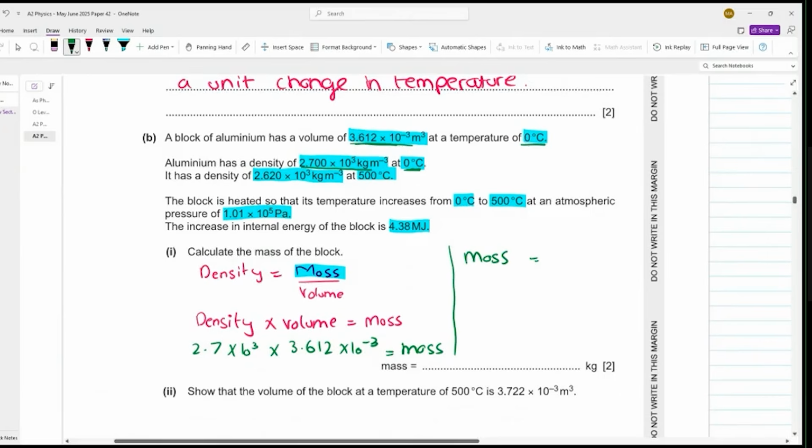Calculate the mass. Let me do that for you guys. Is this 2700 or 2.7? No, 2.7. ठीक है. 2.7, 10 raised to the power of 3 into 3.612 into 10 raised to the power of minus 3. The answer for mass comes out to be 9.8 kgs. Simple as that. If you want to write it till two significant figures. If you want to write it till three significant figures, the answer comes out to be 9.75 kgs. Both of them are acceptable in the examinations.